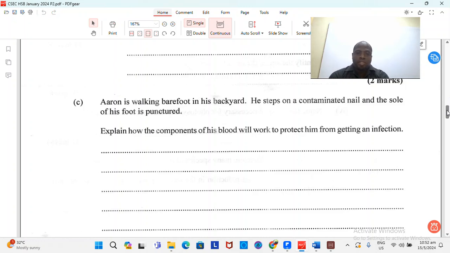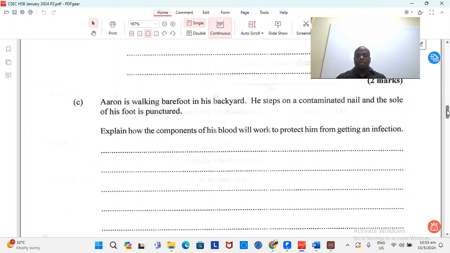So let's explain. Once his foot is punctured by this nail, automatically blood is going to flow. And while the blood is flowing, it's a good thing, in the sense that the contaminated nail would have had bacteria, and so the blood flowing out in one direction will kind of minimize the amount of bacteria that enters. Most definitely though, some of the bacteria will get into his bloodstream. So one thing the body doesn't want is for Aaron to bleed out the entire blood.